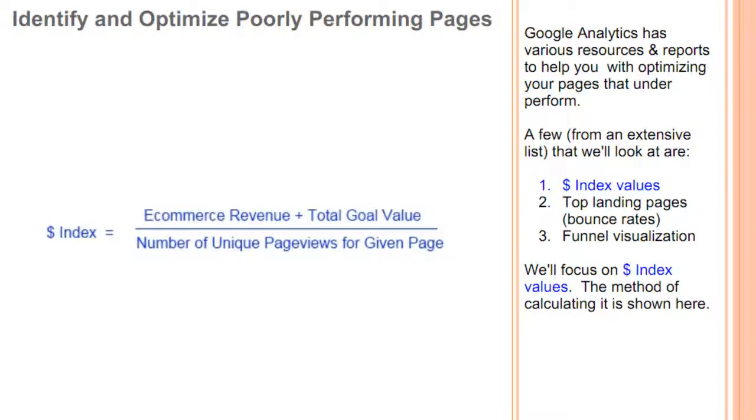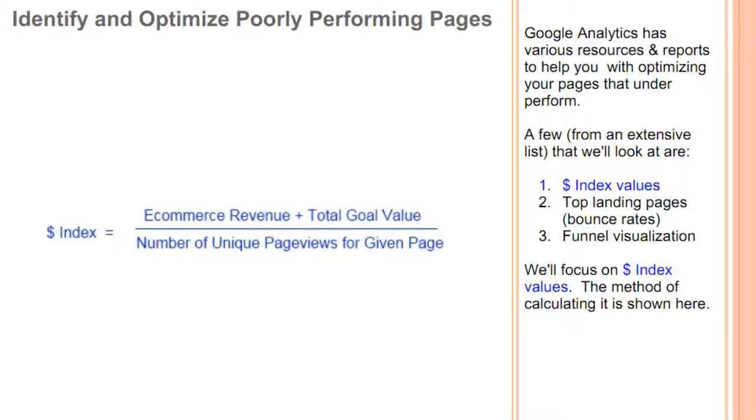Google Analytics has various resources and reports to help you with optimizing your pages that underperform. A few from an extensive list that we'll look at are the dollar index values, top landing pages, i.e. bounce rates, funnel visualization. We'll focus on dollar index values. The method of calculating it is shown here.